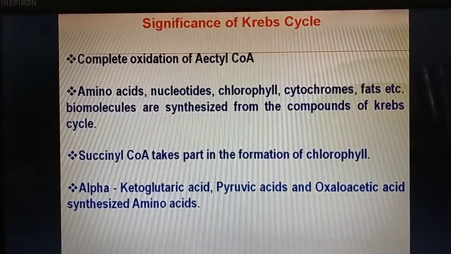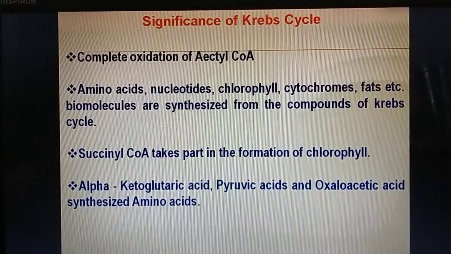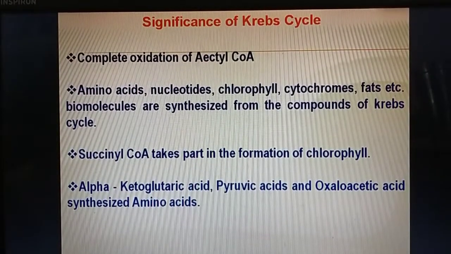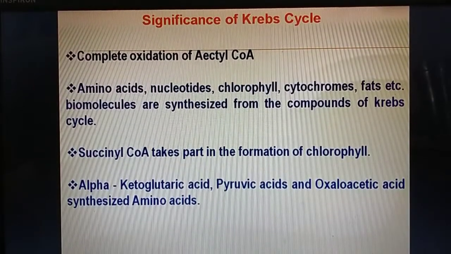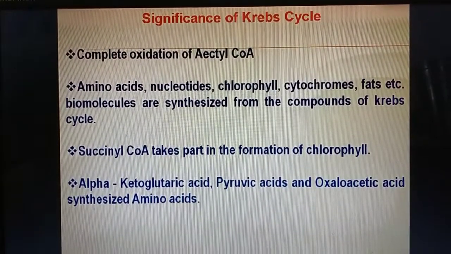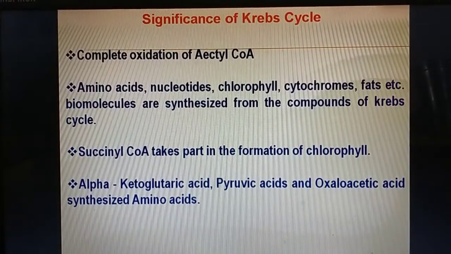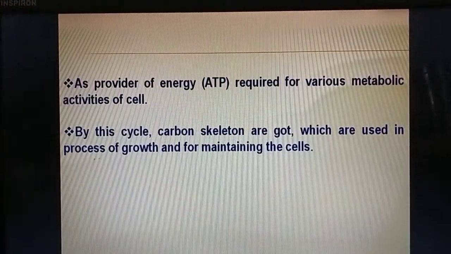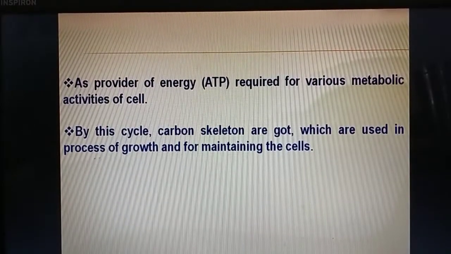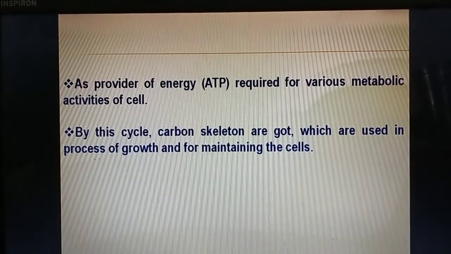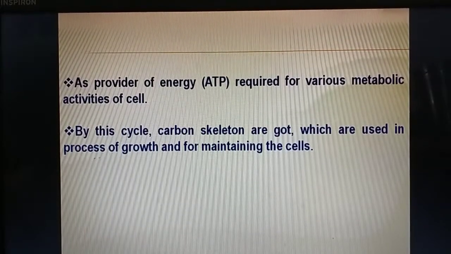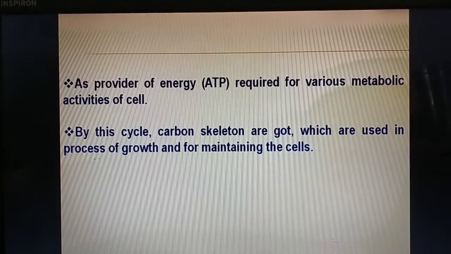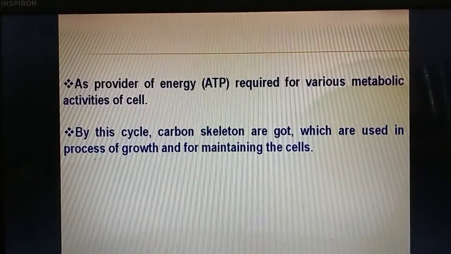Significance of the Krebs cycle: Number 1, complete oxidation of acetyl coenzyme A. Number 2, amino acids, nucleotides, chlorophyll, cytochromes, fat, etc. biomolecules are synthesized from the compounds of the Krebs cycle. Succinyl coenzyme A takes part in the formation of the chlorophyll molecule. Alpha ketoglutaric acid, pyruvic acid, and oxaloacetic acid synthesize amino acids. It is the provider of energy, that is adenosine triphosphate, required for the various metabolic activities of the cell. By this cycle, carbon skeletons are obtained which are used in processes for growth and for maintaining the cell.